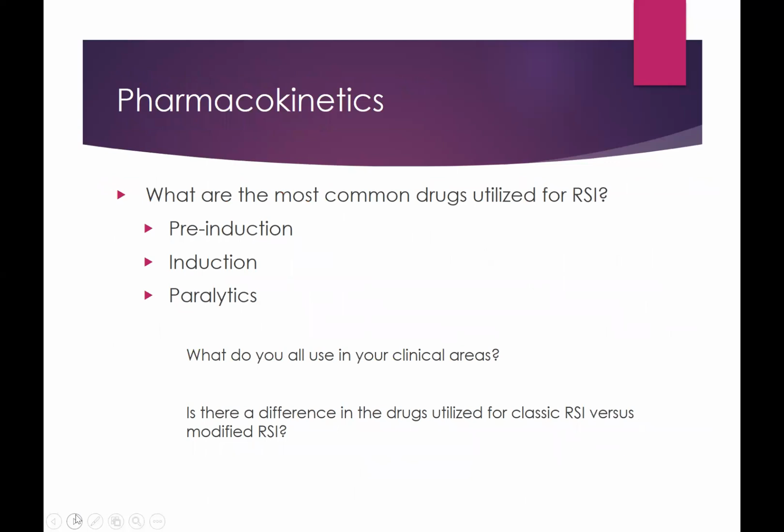Okay, so we're going to talk a little bit about pharmacokinetics. And when we talk about pharmacokinetics, we're looking at 3 categories of drugs: pre-induction drugs, induction drugs, and paralytics. When we talk about pre-induction and induction, that induction is an induction into an anesthetized state, okay? So most commonly, depending on where you work, your physician colleagues may have a preference for one drug combination over another. You may use multiple different types of medicines based off of the patients that they're treating. So we're going to take a look at some of the most common drugs that are used, and you may use other ones.